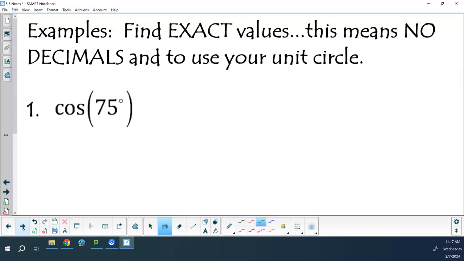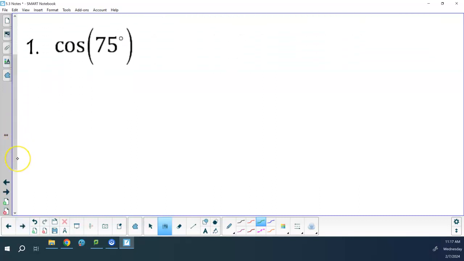So I'm going to do this particular problem in two different ways. My first way is I need two angles that are on the unit circle that add to be 75 degrees. Two angles on the unit circle that add to 75: 45 and 30. Okay? So this could be the cosine of 45 degrees plus 30 degrees.